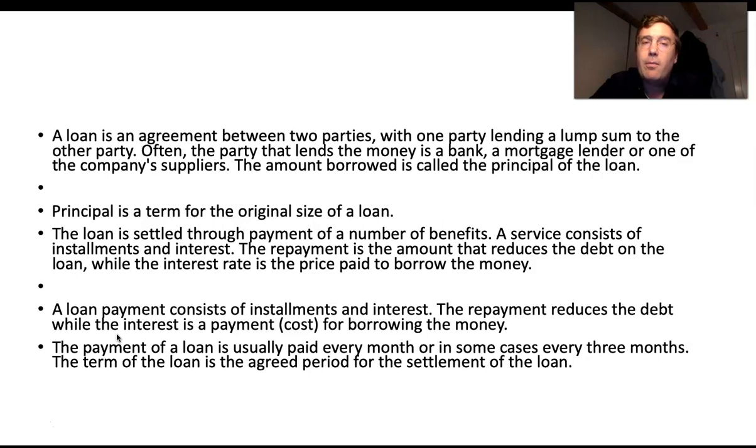The loan is settled through payment of a number of benefits. A benefit consists of installment and interest. The repayment is the amount that reduces the debt on the loan, while the interest is the price paid to borrow the money. A loan payment consists of installments and interest. The installment reduces the debt, while the interest is the cost of borrowing the money. The payment of a loan is usually paid every month, or in some cases every 3 months. The term of the loan is the agreed period for the settlement of the loan.